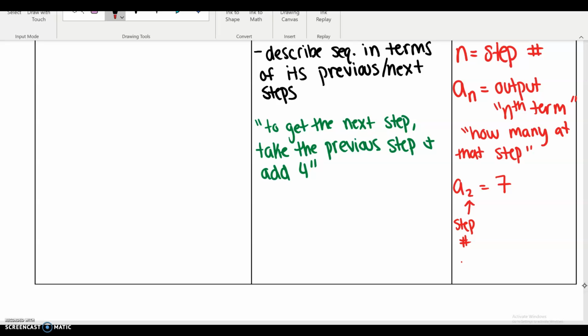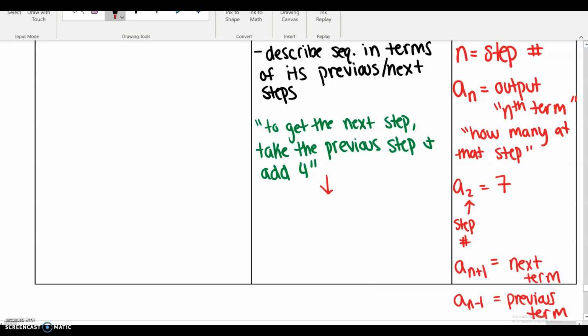And let's say I did a sub n plus 1. What that would mean is the next term. In n plus 1, you're taking the step number, which is n, and adding 1. So that's a way of saying the next term. Or if you have a sub n minus 1, you're taking the step number and removing 1. So that would be the previous term. Honestly, this is the hardest part about recursive formulas, so if you have questions, let me know.